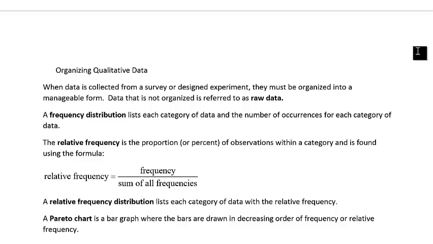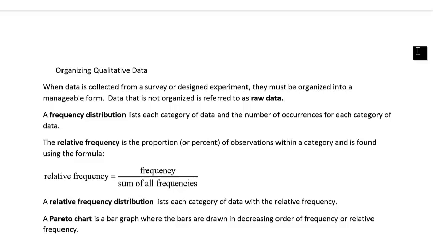So a couple of keywords and terms that would be helpful to know: when we first collect the data, it's in what's called raw form. Raw data is any data that's not organized. We're going to go through how one organizes it.